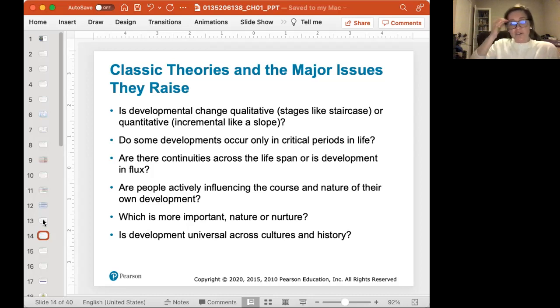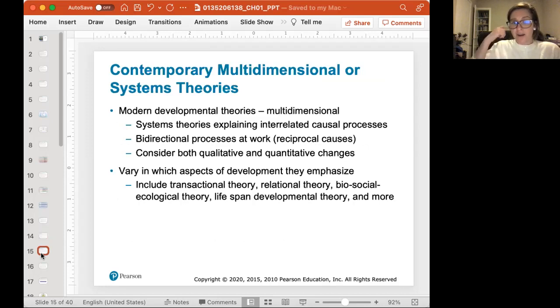And then is development universal across cultures and history? So whether I'm a baby in India or I'm a baby in Canada, is my cognitive development, my psychosocial development the same? Is it different? And I can't answer that question because I haven't studied that, so I'm not really sure, but that'd be something interesting to know. So contemporary multidimensional systems theories, modern developmental theories.